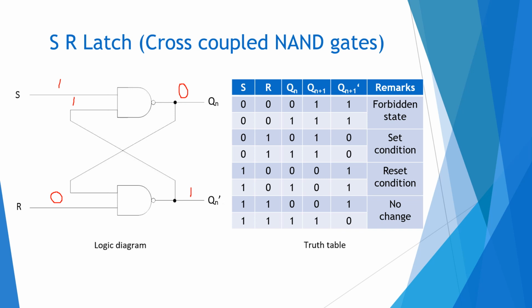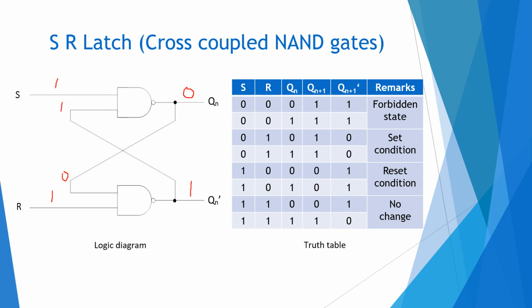Now again we have one more condition. The last condition is when both S and R are equal to 1. Suppose we have a present state of QN. Suppose it is 0, QN equal to 0, and this is 1. So this 0 comes here, and this 1 comes here.